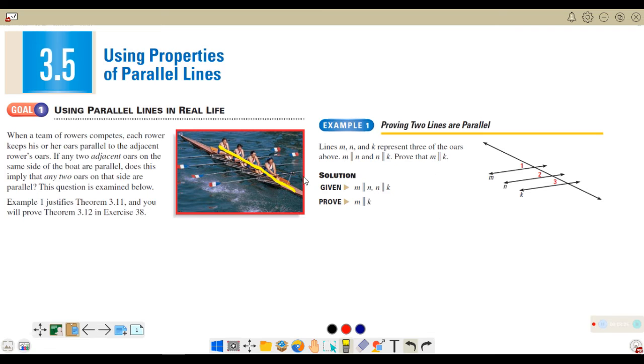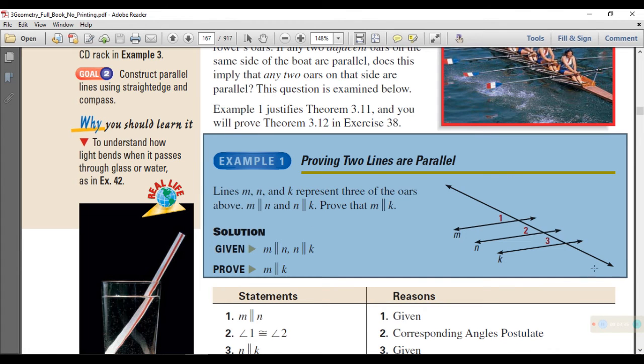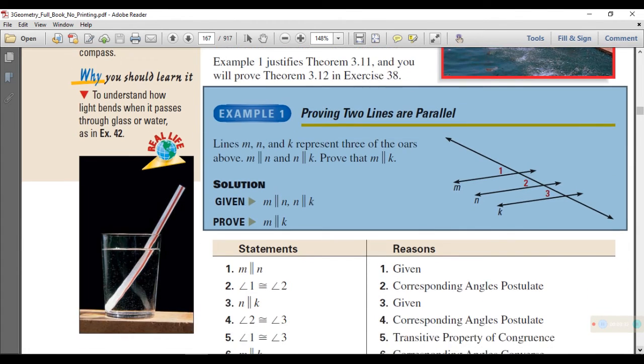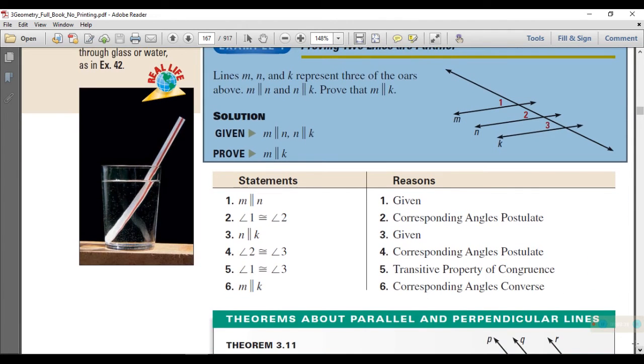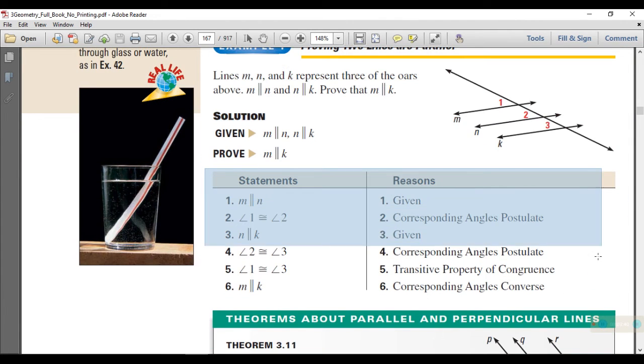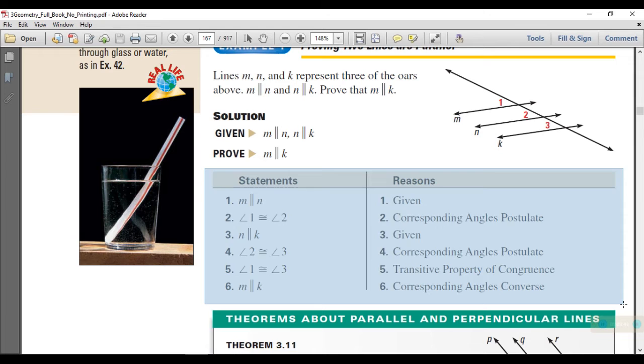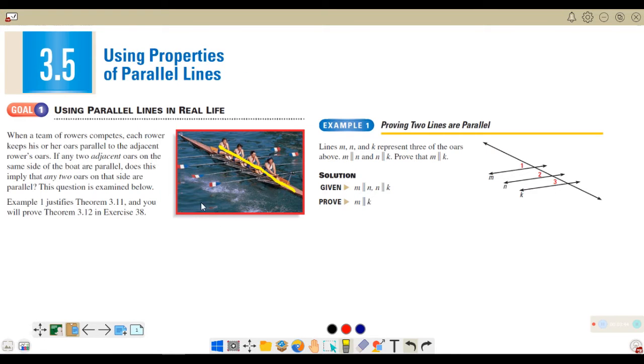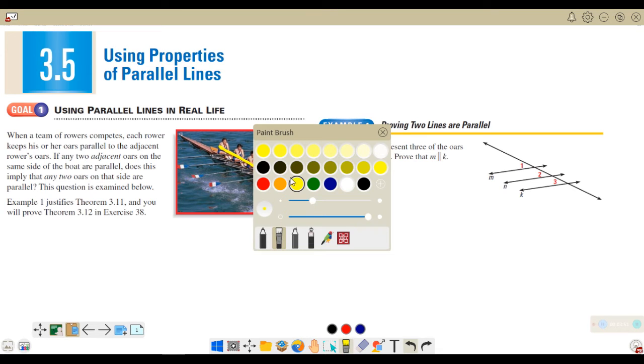So let's look at the solution here. The given is M is parallel to N and N is parallel to K. We have to prove that M is parallel to K. In our solution, we use the two-column proof. Pero sabi ko nga, free kayo na gamitin kung ano man yung klase ng proof na gusto nyo. Pwedeng diagram, yung may mga arrow, o kaya pwede rin naman na textual by paragraph. Pwede rin naman na katulad nito na two-column proof.